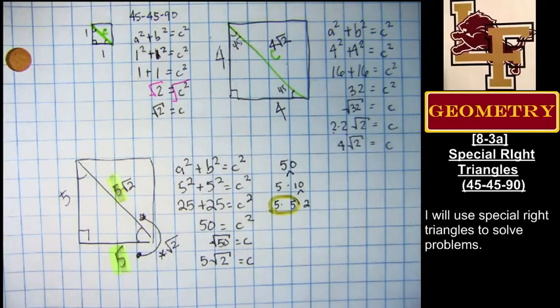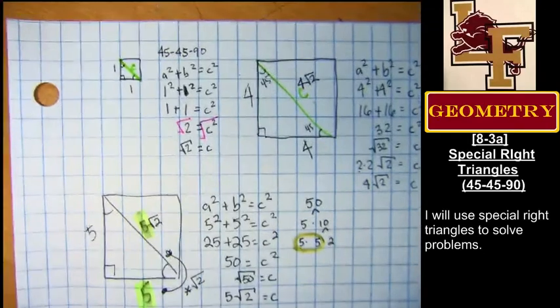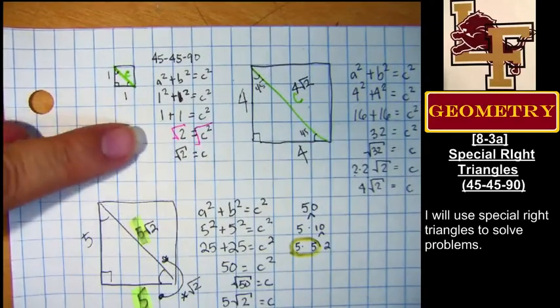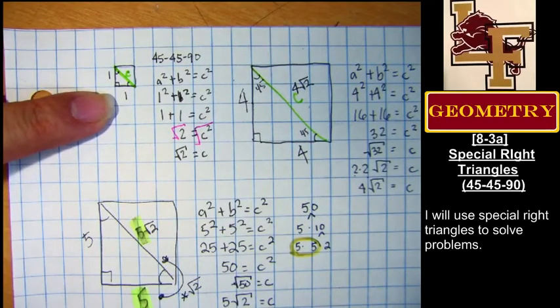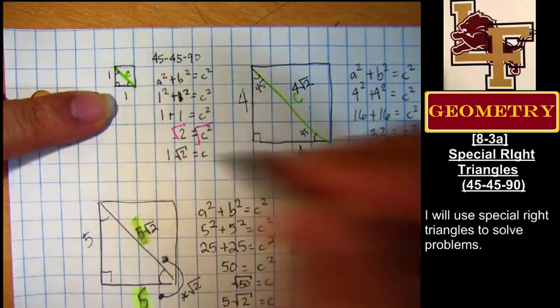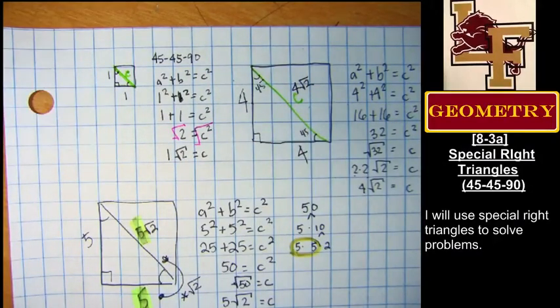How come the first one didn't have a number in front? Great question. See, this one doesn't have one, but what was the leg length? 1. Very short. 1 times the square root of 2 is still the square root of 2. So I didn't have to write the 1.